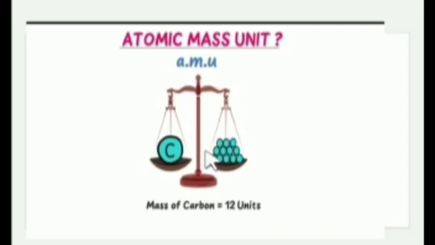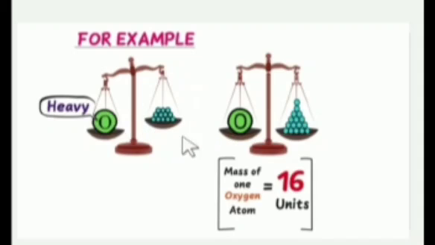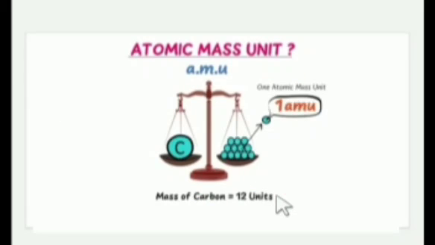Okay, now what happens if we take an oxygen atom? We know that the mass of oxygen is 16 and these units are only 12. It means now this oxygen will be heavy. Now what happens, we add 4 more carbon units to this one, and then the mass of one oxygen atom is equal to 16 units.